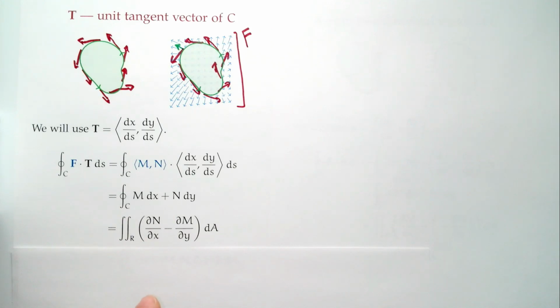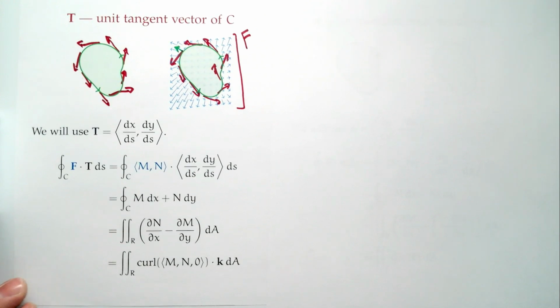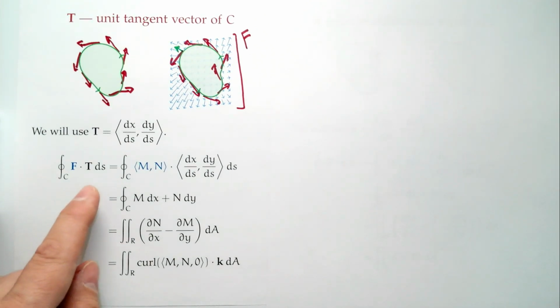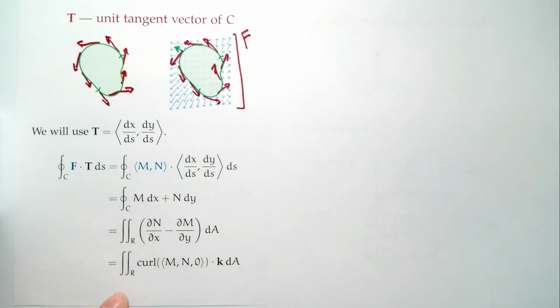So another way to remember which one it is, just say, what should that third entry of the curl be? This is like a curl, but of course it can't really be a curl because you can't do a curl of a two-dimensional vector. But how do we turn it into a three-dimensional vector? Add 0 on the end. So if you take the curl of M, N, 0 and grab the third part, that is partial N partial x minus partial M partial y. So we have that the integral along the curve of F dot T ds is the integral over the region of the curl of M, N, 0 dot k. So dot k is just saying grab that third entry in the curl.